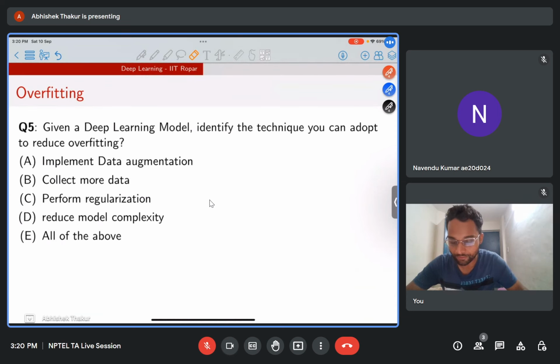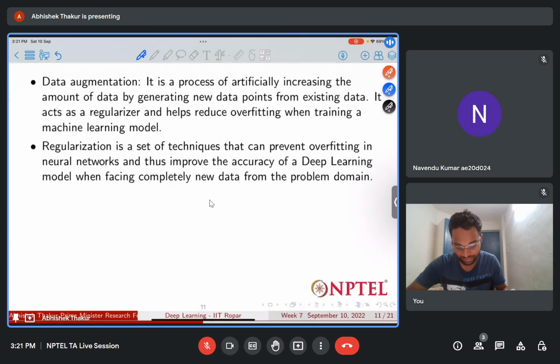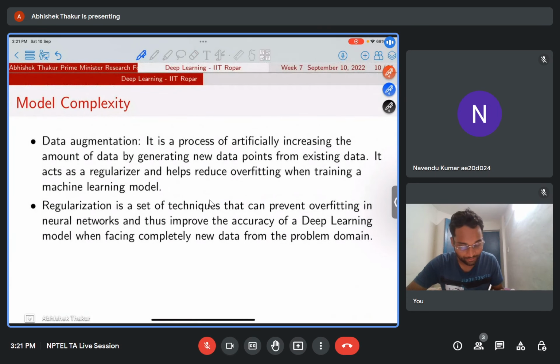So next we'll move on to the fifth question, which is based on overfitting. Given a deep learning model, identify the technique you can adopt to reduce overfitting. So we have to reduce overfitting. What we can do is increase the amount of data on which our model is getting trained. Also, we can do that using data augmentation. Data augmentation is a process of artificially increasing the amount of data by generating new data points from existing data. So how is data augmentation done?